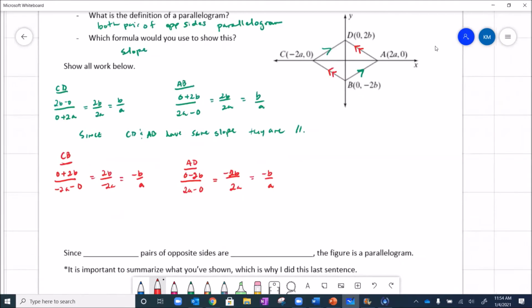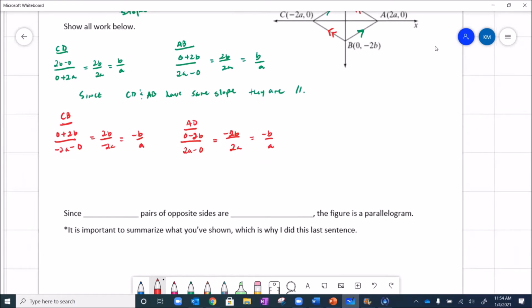So from there I can say, since both pairs of opposite sides are parallel, their slopes are congruent, and since both pairs of opposite sides are parallel, the figure is a parallelogram. And it's important that when you do these coordinate proofs that you summarize what you've shown. Okay, so you don't just write numbers down and walk away. You say, this is the work that I just did. Okay, I showed that the lines are parallel, and so that must mean that the figure is a parallelogram. Otherwise, you just have a bunch of letters and equal signs all over the place.